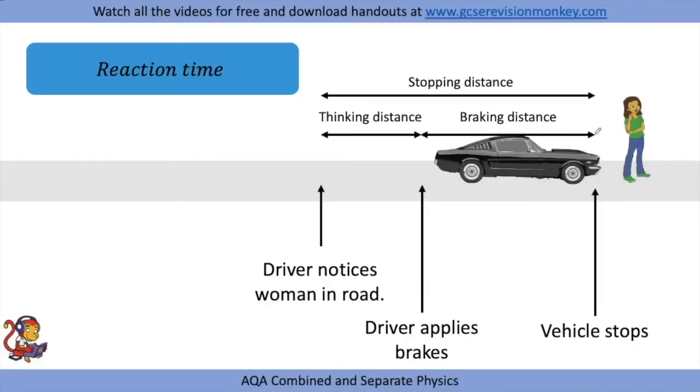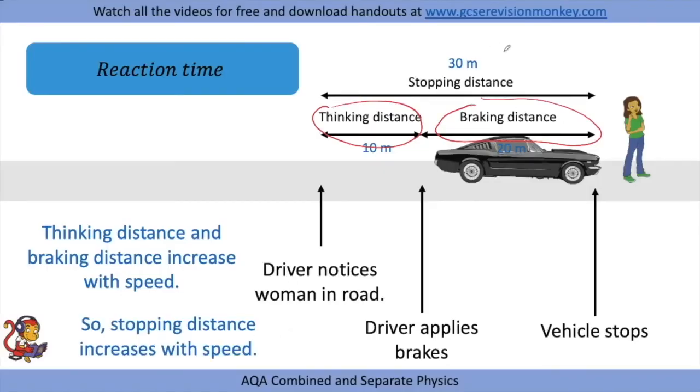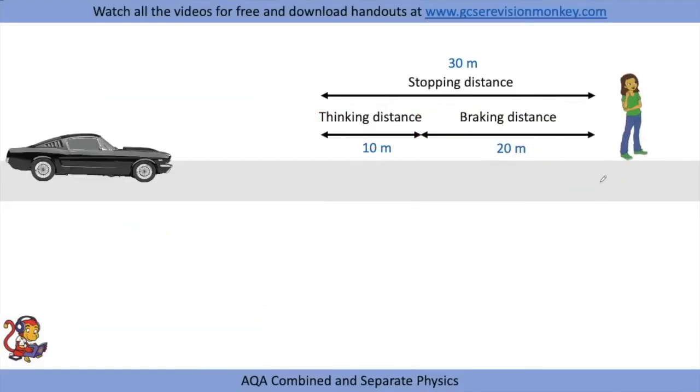And importantly, if we add these up, 10 metres plus 20 metres, for example, we can calculate the overall stopping distance for the car. Thinking distance and braking distance both increase with speed, so both of these sections here are going to get longer the faster you are going. And therefore stopping distance in total increases with speed, hence why you have lower speed limits in areas where there are more pedestrians.